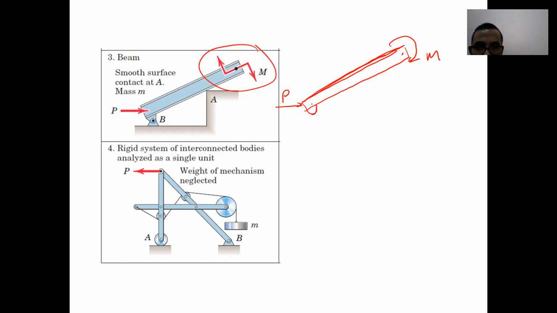Upward and horizontal force. Vertical and horizontal force. Actually, for B, you can represent it like this, Px, Py like that. But you can also represent it like this, slightly slanted. This is my Px. This is my Py. You can do it that way.